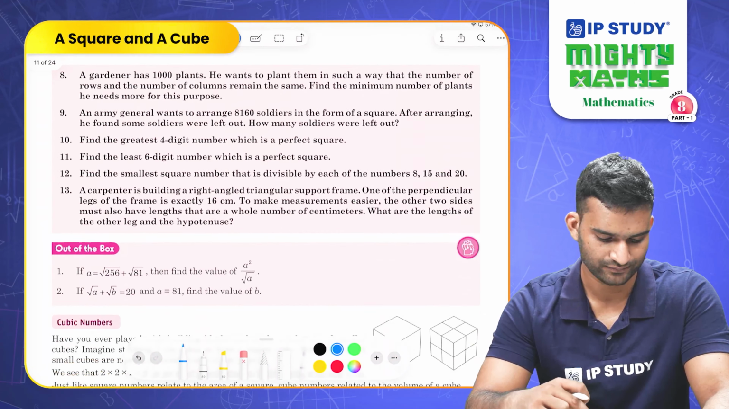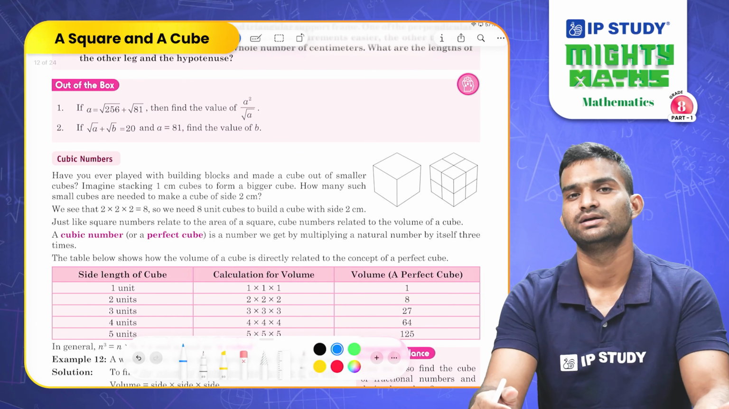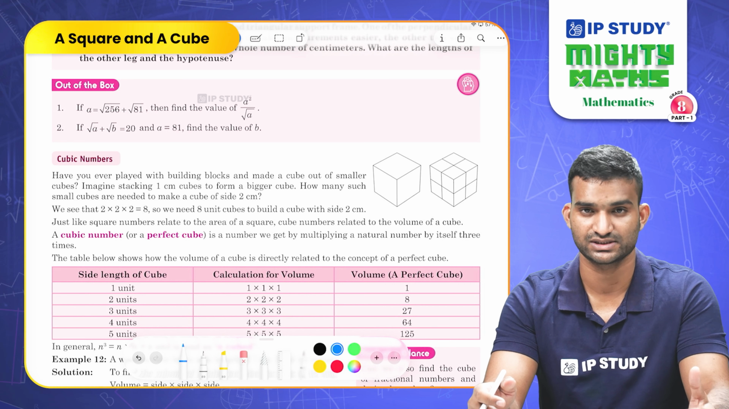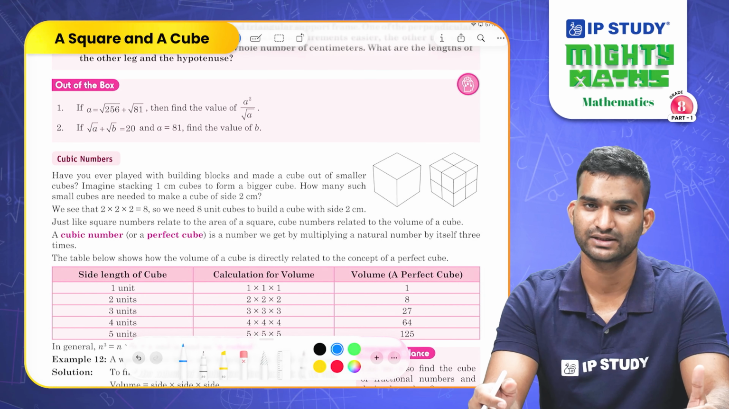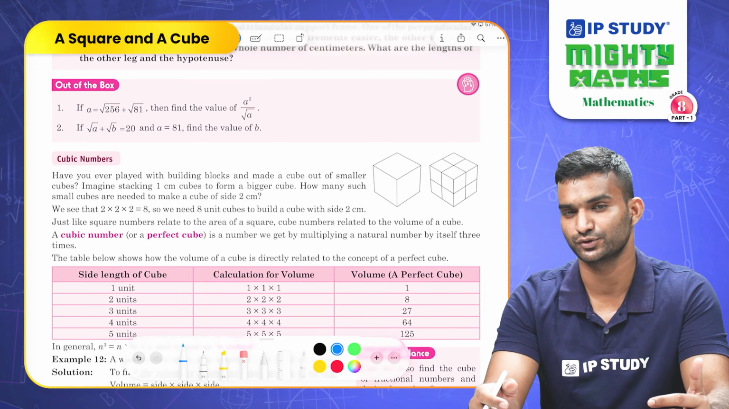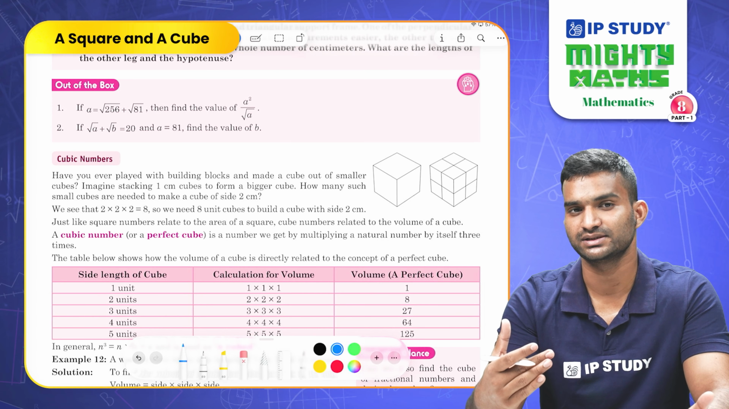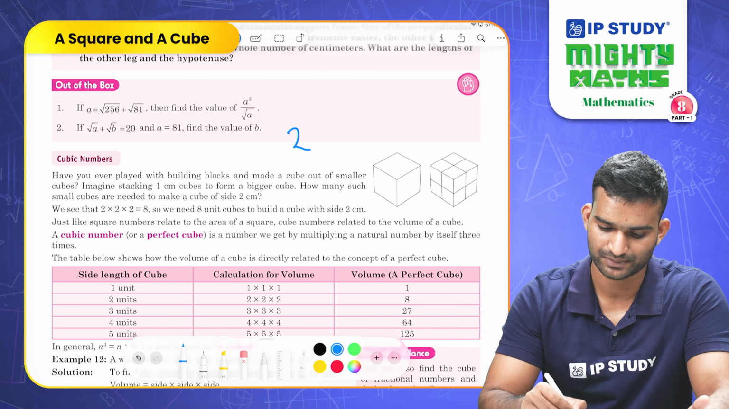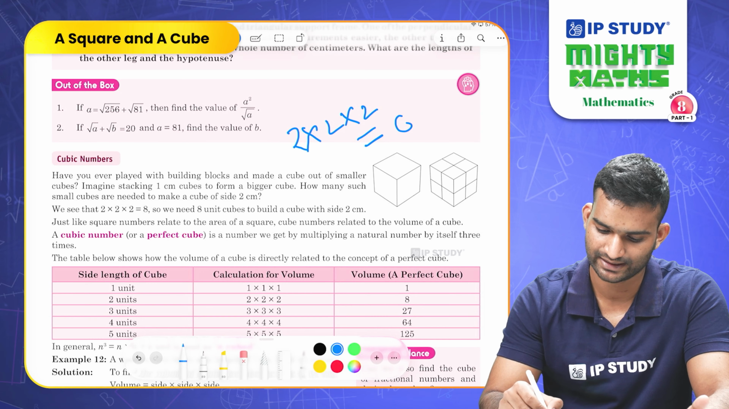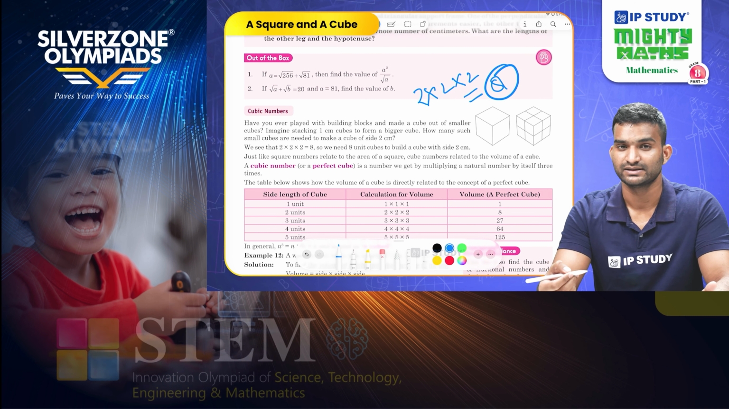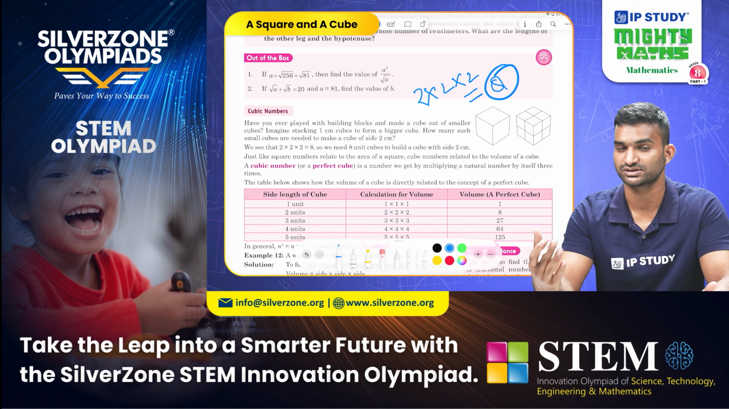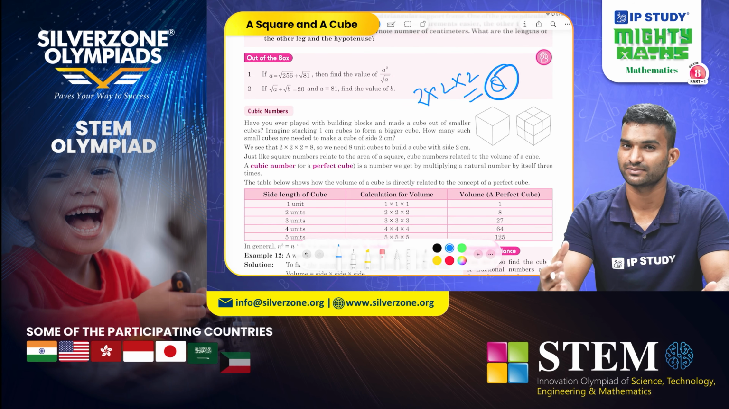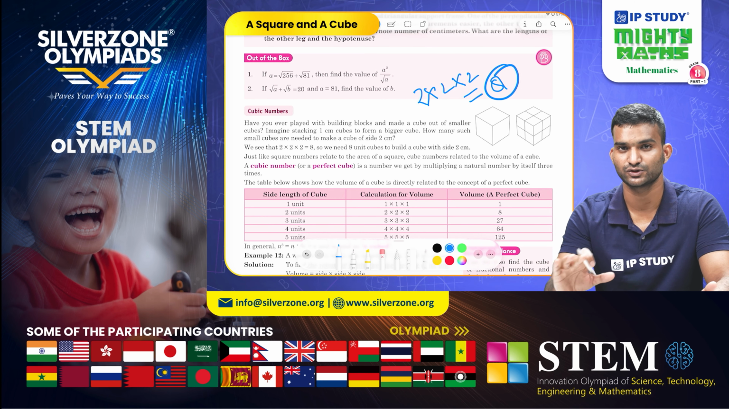Moving to the next part, we have cubic numbers. Likewise, we have studied that square numbers are closely related with area of squares. In the same way, cubic numbers are related to the volume of cubes. A cubic number is a number that is multiplied by itself 3 times. Like when we multiply 2 cross 2 into 2, we get 8. So 8 is a cubic number. Similarly, when we multiply 3 cross 3 cross 3, we get 27, and 27 is a cubic number.